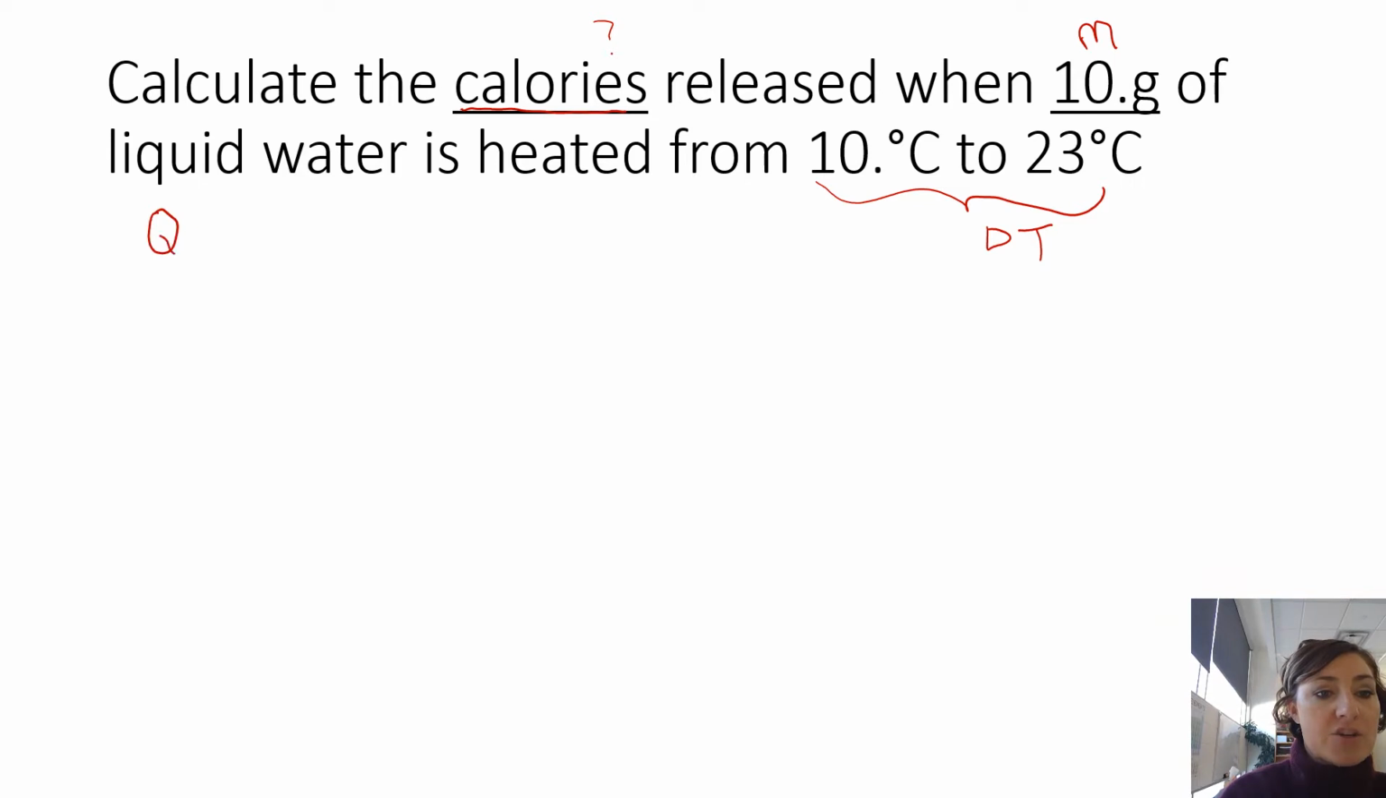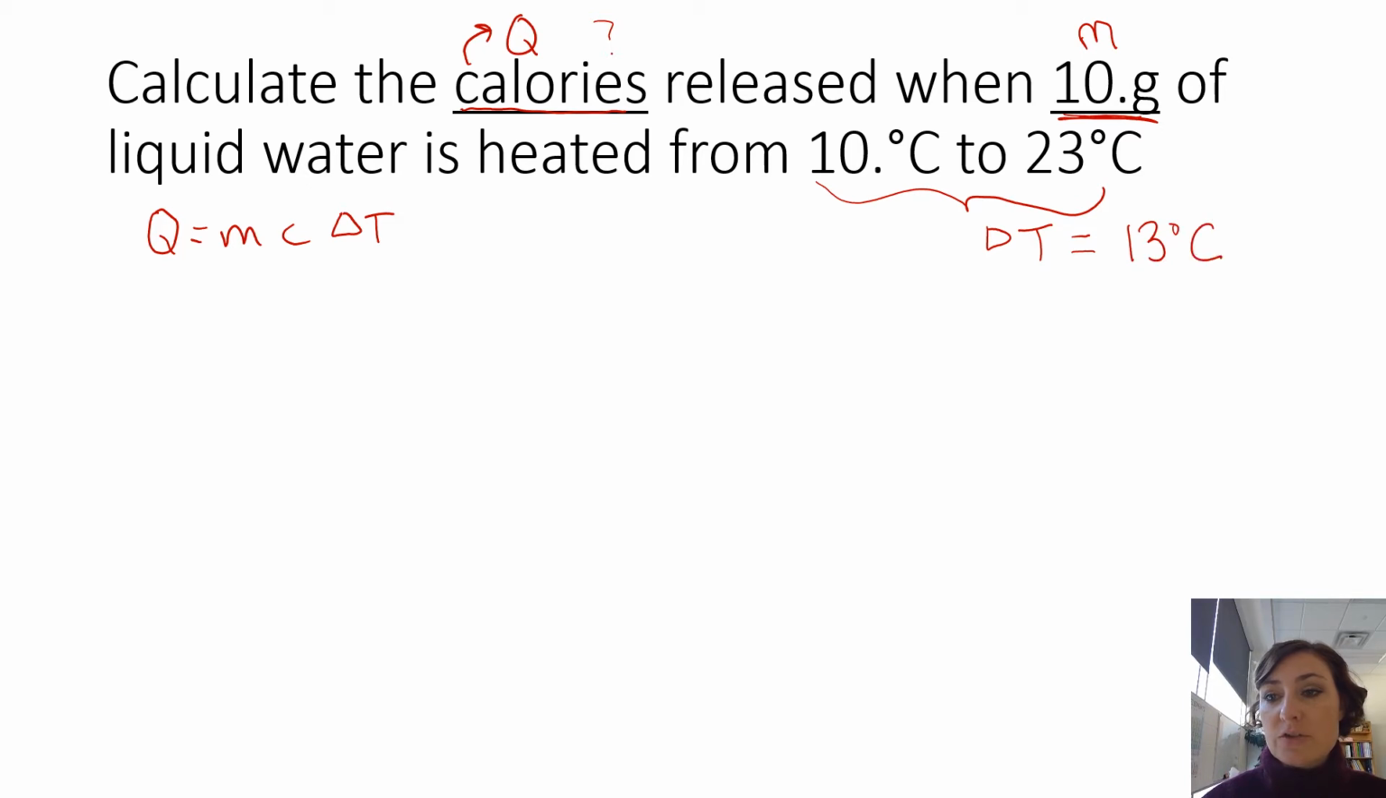So I'm going to write my equation, Q equals mc delta T. And I'm going to make sure that I'm identifying all my variables in the question. So calories is what I'm trying to find. This is my Q value in this problem. I have the mass identified, and I know my delta T is going to be the difference between 23 degrees Celsius and 10 degrees Celsius. My delta T is 13 degrees Celsius. Okay, so the only thing I'm missing is my specific heat, but that is a known value. This is liquid water, so it's going to be 1.00.